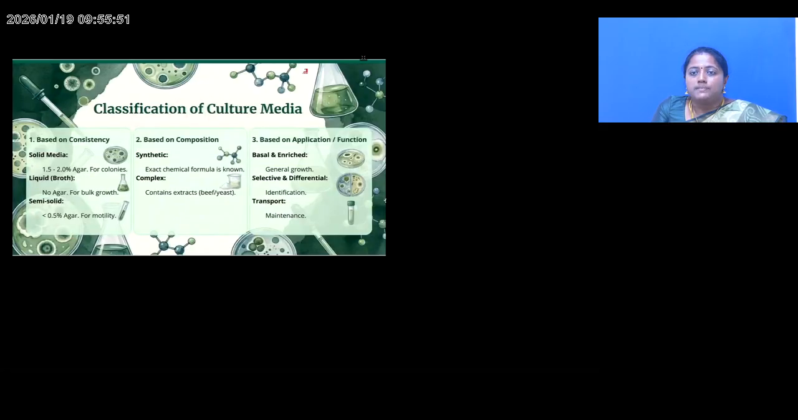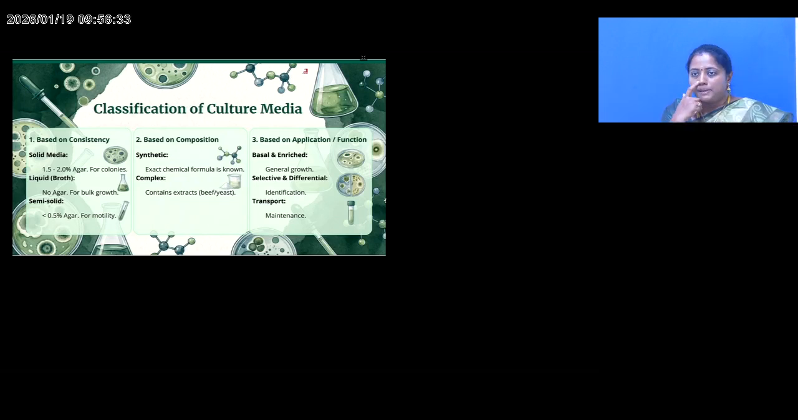We can classify media based on the consistency. If the media is in solid condition by adding agar, it is called solid media. If we use media without the agar, it is called a broth, a liquid media with no agar. Based on the nutrient composition, we can divide media into two types: synthetic media and complex media. Synthetic media uses exact chemical formulas of already known compounds, and complex media contains extracts, that is beef extract and yeast extract.